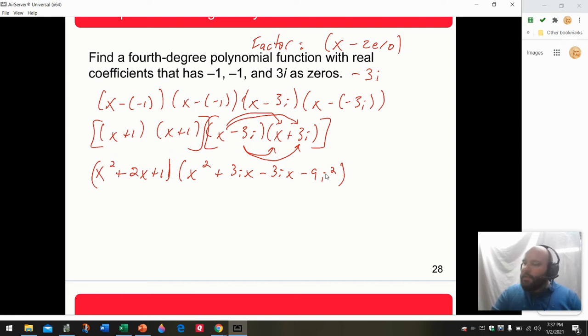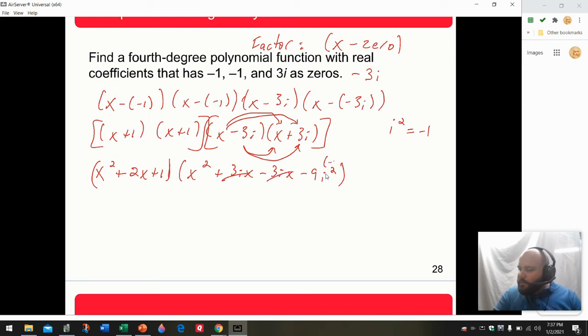There's something you need to remember about i squared. i squared is equal to -1. So anytime you have an i squared, you can and should substitute a -1 for that. Also look at these center terms. You have a positive 3ix and a negative 3ix, so these cancel.